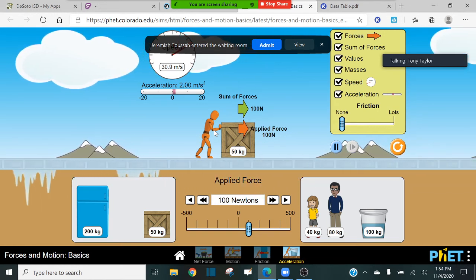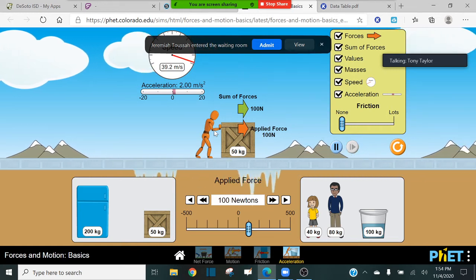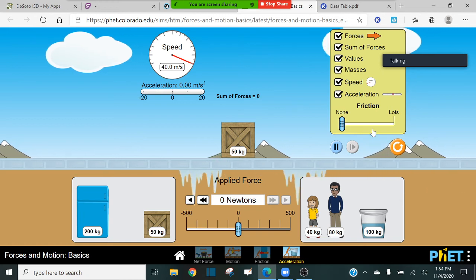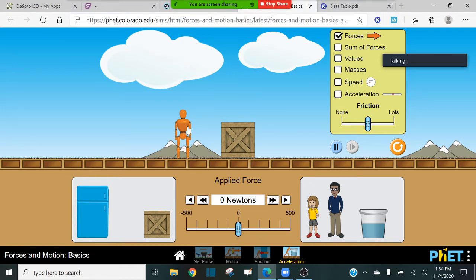Can y'all look at the top right here? What do y'all notice for my acceleration? Anyone? 2 meters per second squared. It was 2 meters per second squared. So what you want to do is write that down: whenever my force is so many newtons, my acceleration in that case was 2 meters per second squared.